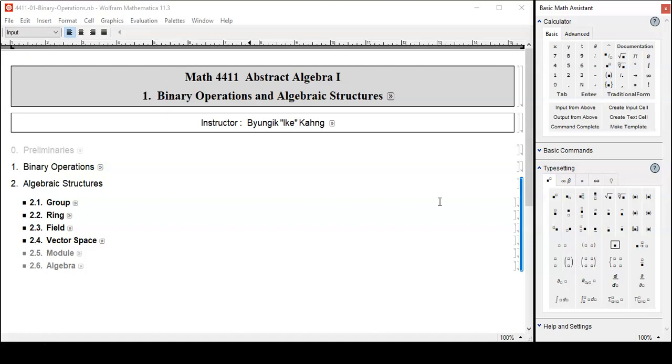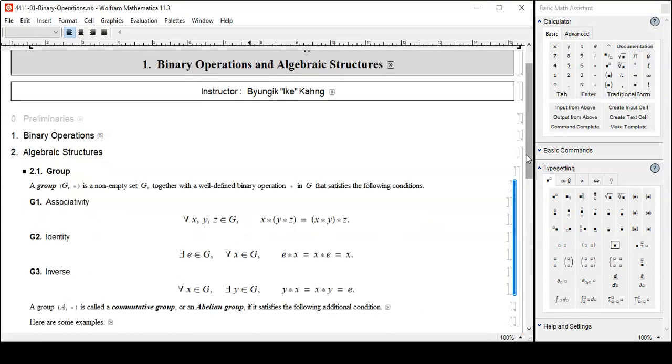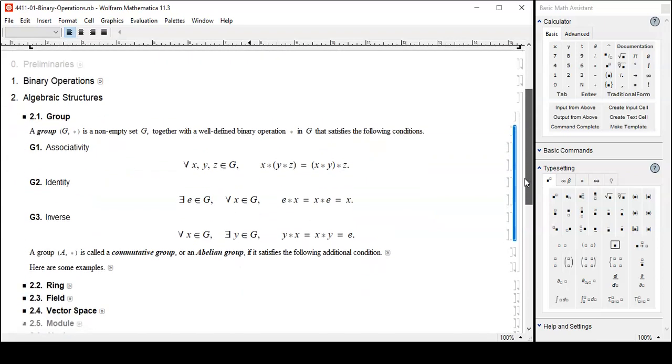Okay, the simplest and the most important is the group. So let's talk about it. A group is a non-empty set along with an algebraic operation star that satisfies these conditions, G1, G2, and G3: associativity, identity, and inverse.